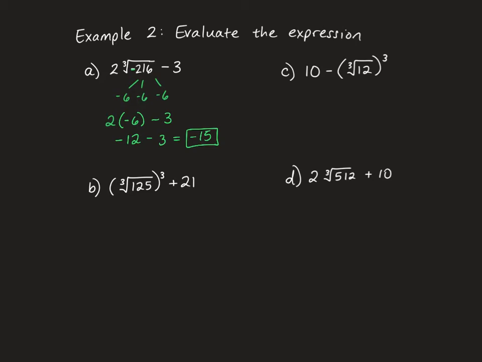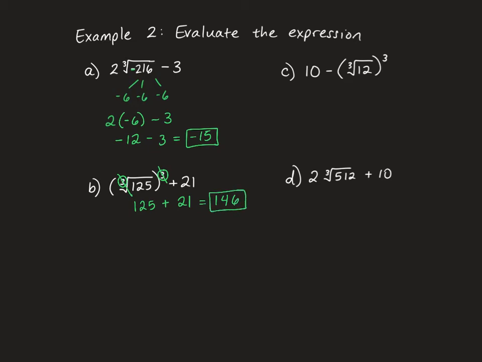For letter B, we have the third root of 125 all raised to the power of 3. Now remember that when you have a third root and a power that's the same, they cancel each other out. So that leaves us just with 125 plus 21, which is 146.